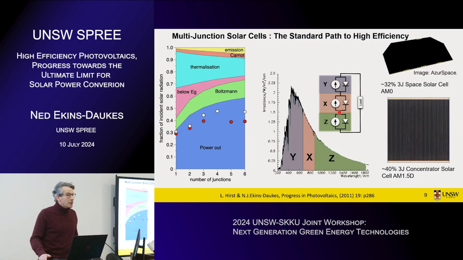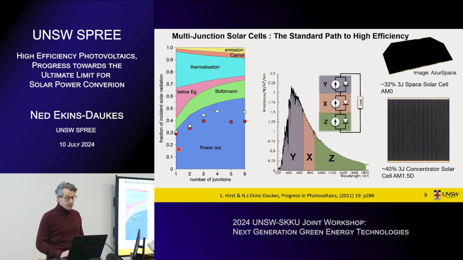So the first route that most people think of when they think of high efficiency is to make a tandem cell, a multi-junction cell. And so on the left, we just calculated the limiting efficiencies again for a multi-junction cell. The blue region shows you the maximum power you could get under one sun. The top line of this green bit here, which says Boltzmann, is what happens under concentration.